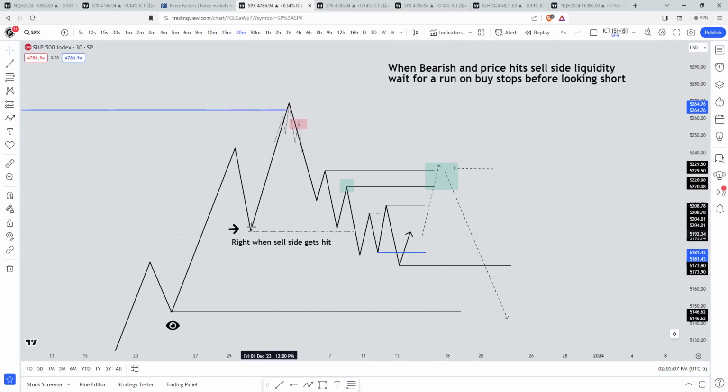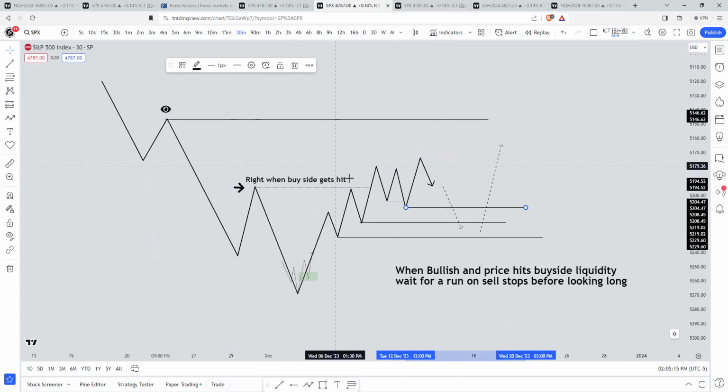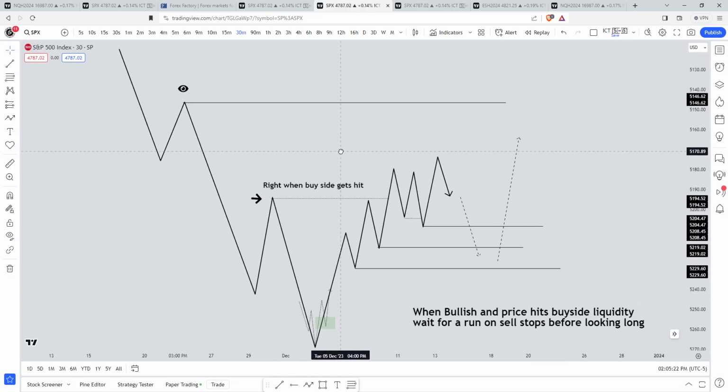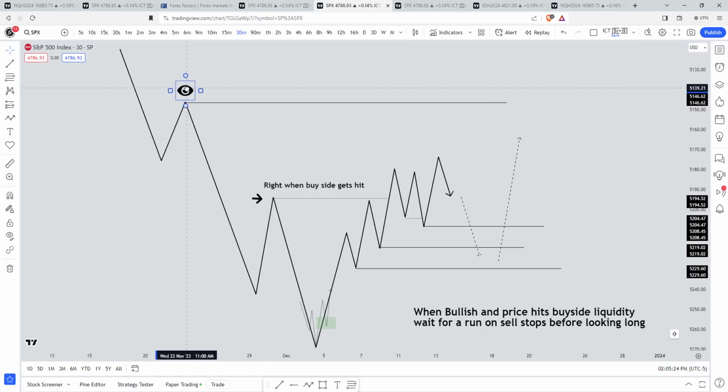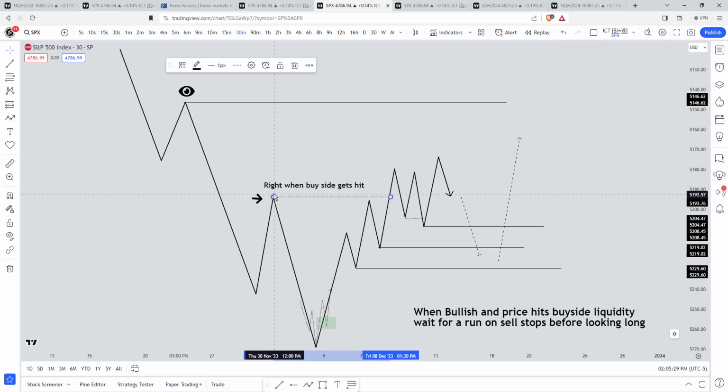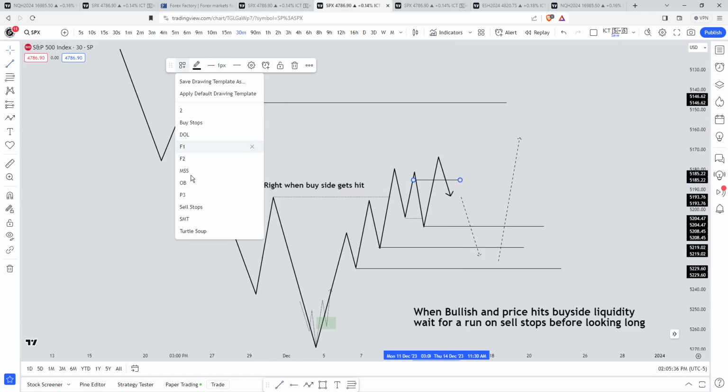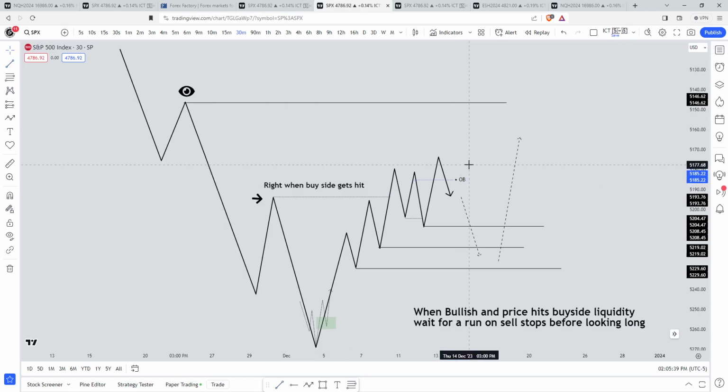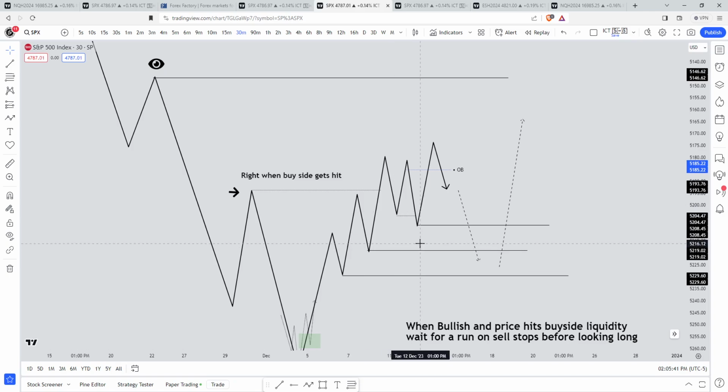So again, when price hits sell side, I'll wait for a run on buy side, then hunt a change in the state delivery model in here. Similarly, if we just inverse the chart, when I'm bullish and price hits buy side liquidity, wait for a run on sell stops before looking long. So if I'm anticipating price to run up to the buy side liquidity up here and price takes out buy stops right here, as soon as it takes out that level of buy side, sometimes you'll get a change in the state delivery initially. What I need to see is some type of run back on sell side liquidity.